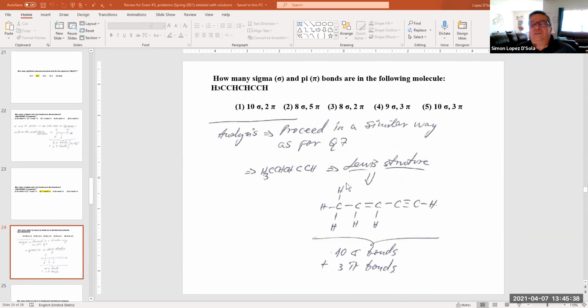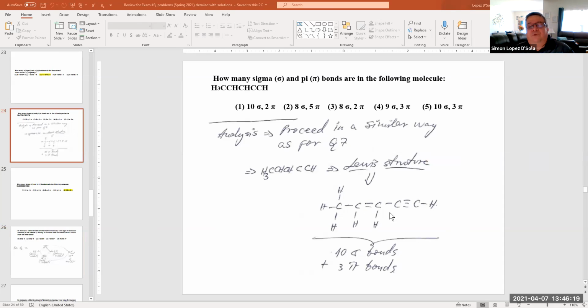Okay, let's practice with some other structure. In this case, we need to do the same analysis, but the structure is this: CH3, CH, CH, C, and CH. After you construct the Lewis structure for this molecule, you will find that it is CH3 with single bonds, then a double bond, then a single bond, then a triple bond. After you construct the Lewis structure, the analysis is simple. Remember, per each double bond, you have 1 sigma and 1 pi. Per each single bond, you have only 1 sigma. And per each triple bond, which is the case here, you have 1 sigma and 2 pi's.